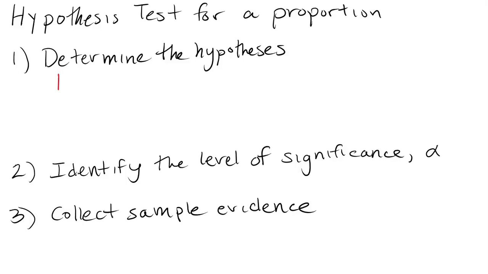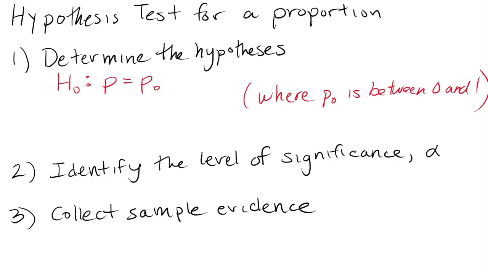The null hypothesis will be some claim that the proportion p is equal to some number, and I'm going to use what's going to look like a weird notation for that number. I'm going to call it p sub 0, and I'm not doing that to be extra nerdy. That's the notation your calculator is going to use, so I want you to get accustomed to seeing that. So the null hypothesis will be the claim that p is equal to some number p sub 0, and that p sub 0 has to be between 0 and 1. You would never have a hypothesis that the proportion was equal to 0 or equal to 1, so our p sub 0 is going to be between 0 and 1.